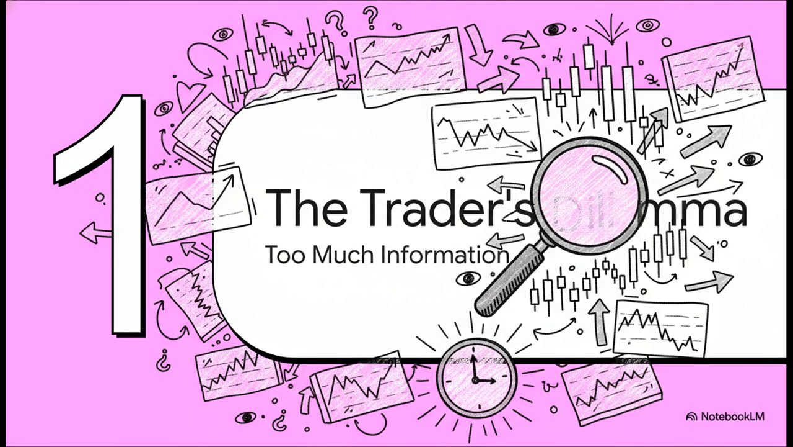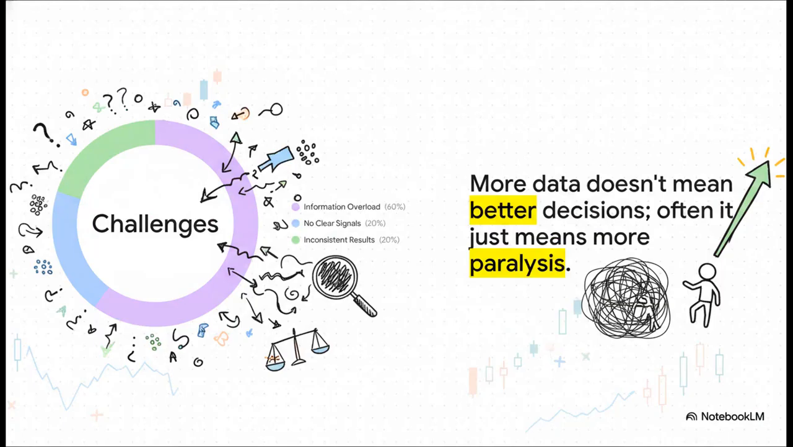So what is the biggest challenge, the real dilemma for a day trader? Honestly, it's not just about reading the charts. It's about knowing which of the thousands of charts you should even be looking at, and then when to actually do something. This chart just hits the nail on the head, doesn't it? Look at that huge slice for information overload. It's the root of the problem. And you can see how it leads directly to the other issues, no clear signals, and of course, inconsistent results. It just goes to show, more data doesn't mean better decisions. A lot of the time, it just means you freeze.